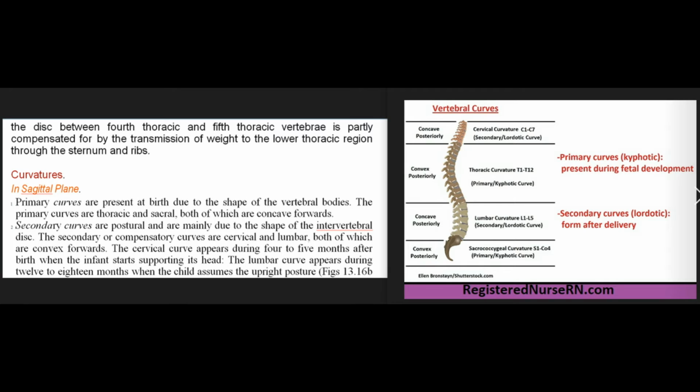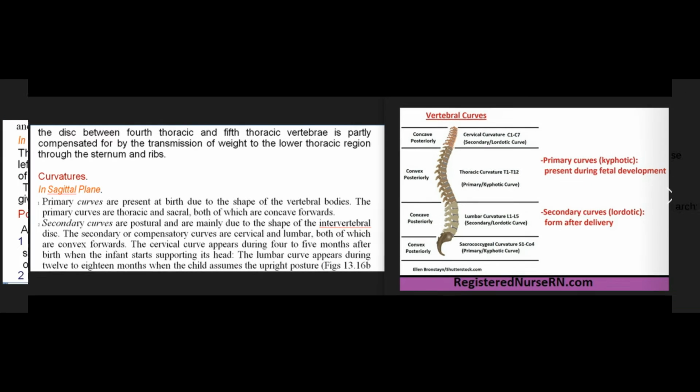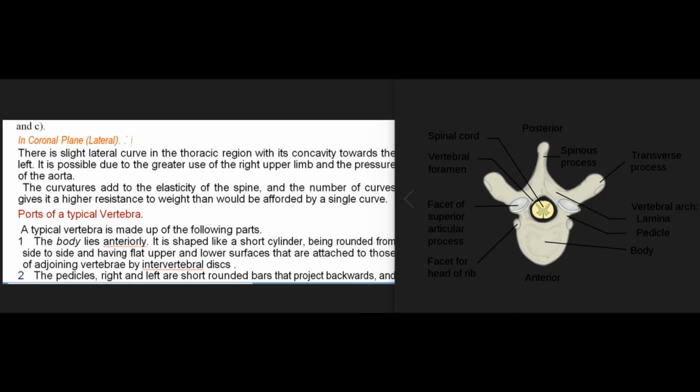The lumbar curve appears during 12 to 18 months when the child assumes the upright posture, Figs 13.16b and c. In the coronal plane, there is a slight lateral curve in the thoracic region with its concavity towards the left. It is possibly due to the greater use of the right upper limb and the pressure of the aorta. The curvatures add to the elasticity of the spine, and the number of curves gives it a higher resistance to weight than would be afforded by a single curve.